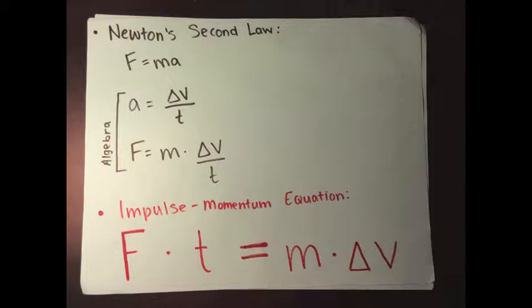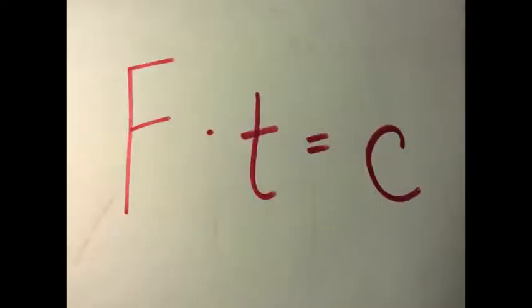When applied to these experiments, since both the mass and the change in velocity of the egg are constant, the right side of the impulse-momentum equation will remain constant. We'll henceforth represent the right side of the equation as c.